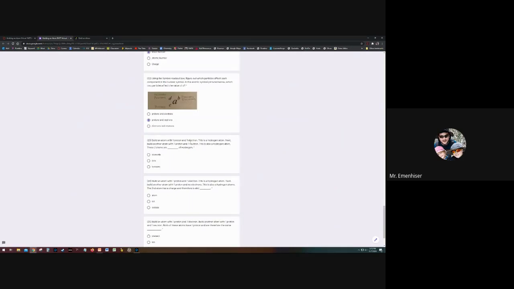Build an atom with 1 proton and 1 electron. This is a hydrogen atom. Next, build another atom with 1 proton and 1 neutron. This is also a hydrogen atom. These 2 atoms are isotopes of hydrogen.